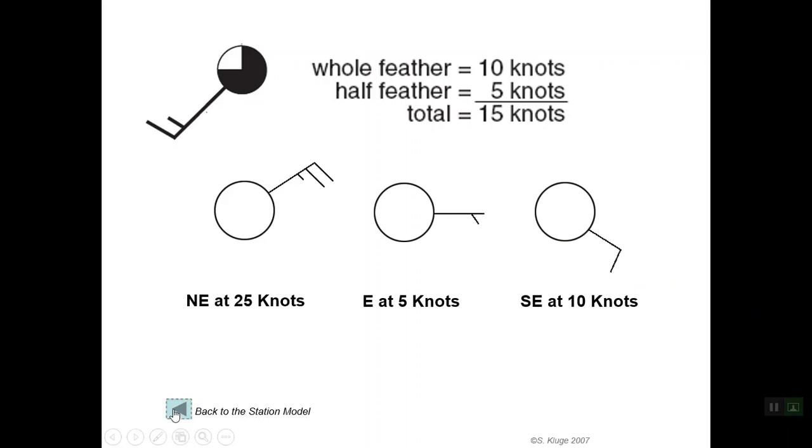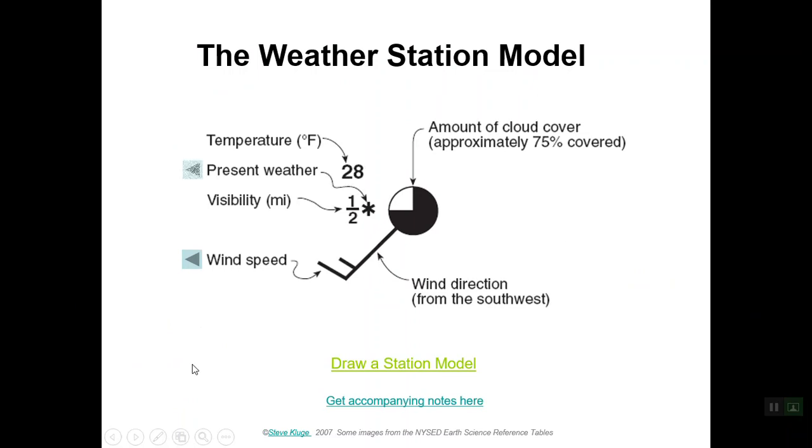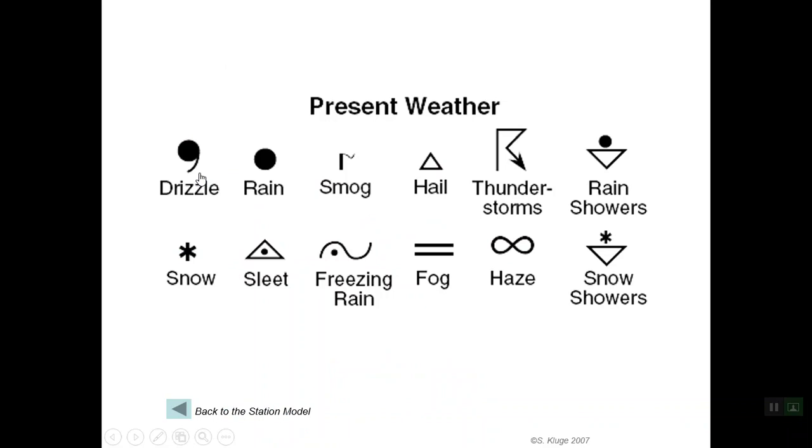All right, back to the station model. So we have temperature, amount of cloud cover inside the circle, and then the wind direction and the wind speed. Now, visibility is something else that is represented on the station model. If it says 1/2, that means there's a half a mile visibility. So it could be that there's fog or snow. Oh, here we go, present weather. That star right there indicates snow. Let's take a look at the different symbols for precipitation. You can also find these in your textbook.